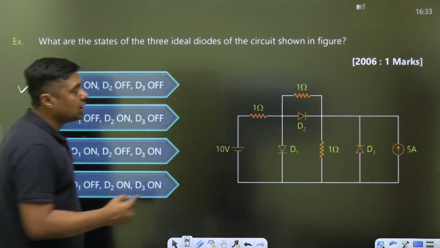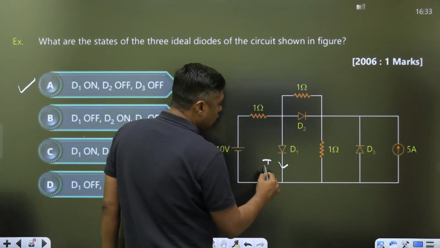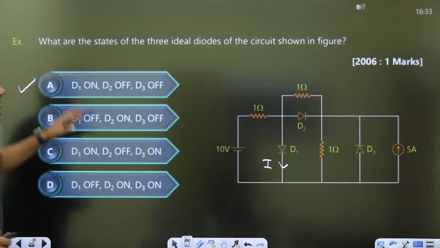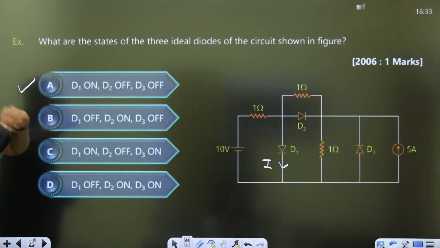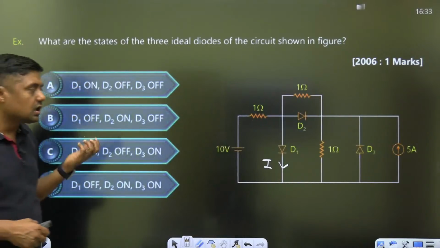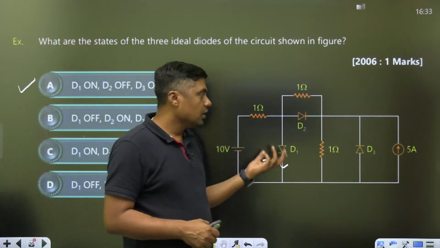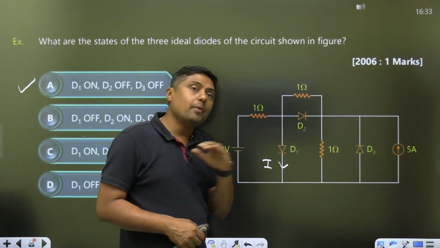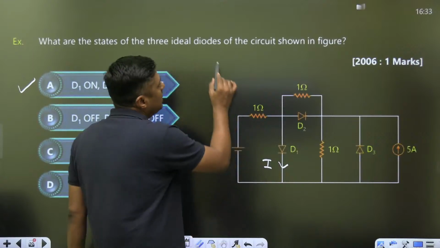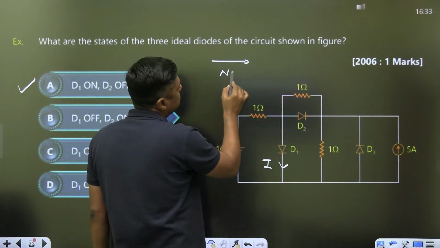Find the current through I. You will get the solution to this: D1 on, D2 off, D3 off. But the next question will be, what is the current through the diode D1? That may be a numerical answer type question, NAT.